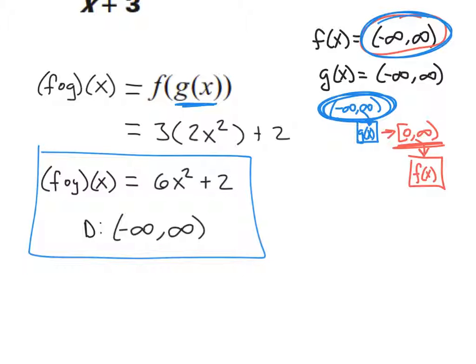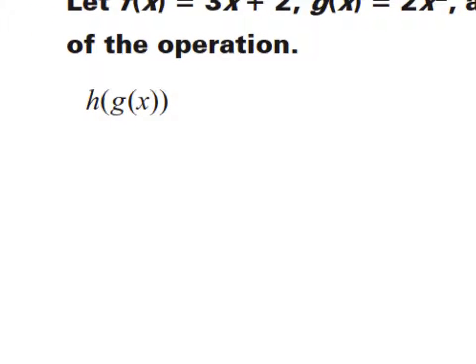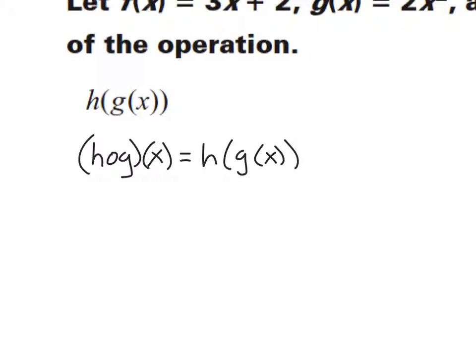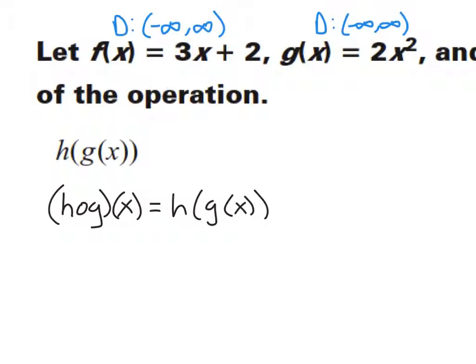Let's take a look at the first one in this set, h of g of x. Now again, h of g of x means h of g of x. It spells hog. H of g of x. Which of those functions is getting evaluated first? The g of x function, the inside function, gets evaluated first. So we need to look at the domain of our g of x function, which is negative infinity to infinity. All right, we're happy with that.